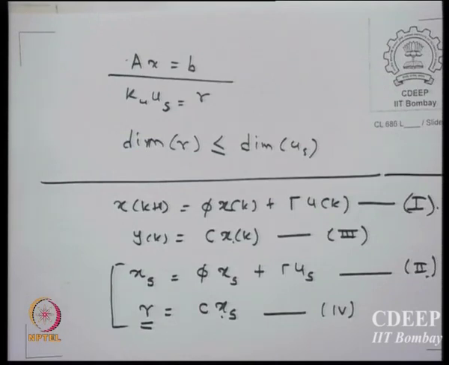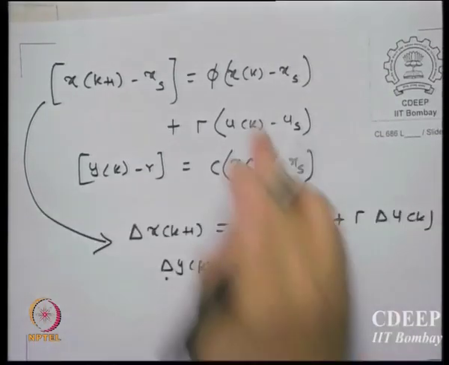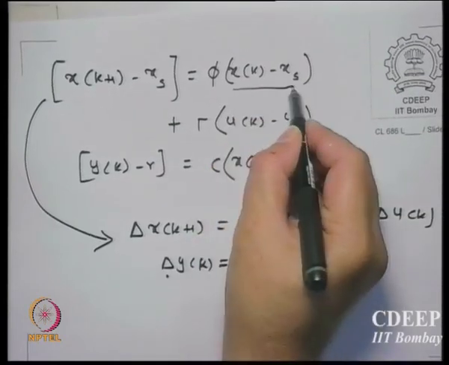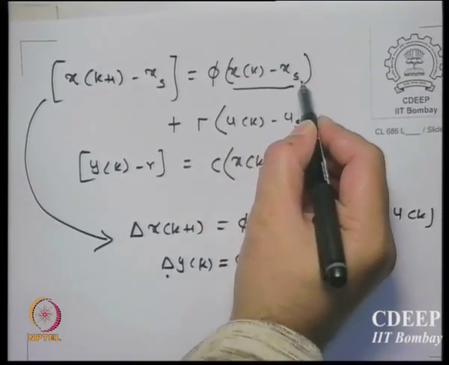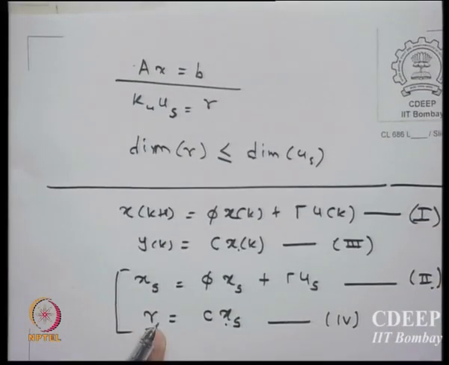So the trick we use is to design an LQ controller for this perturbed system. What is the origin of this perturbed system? The origin of this perturbed system is 0, 0, where you reach xs. What do you mean by reaching xs? Reaching xs means you are reaching the set point r.